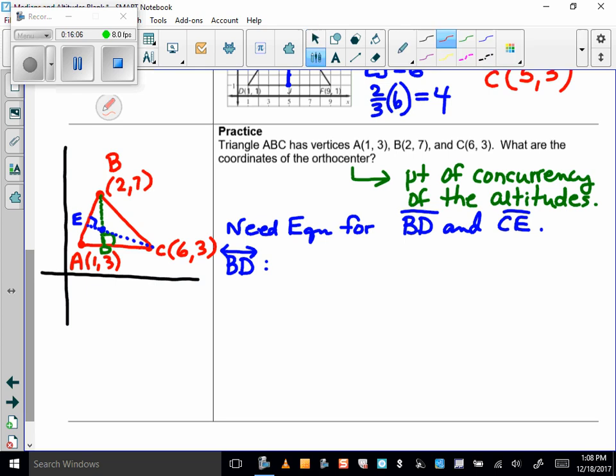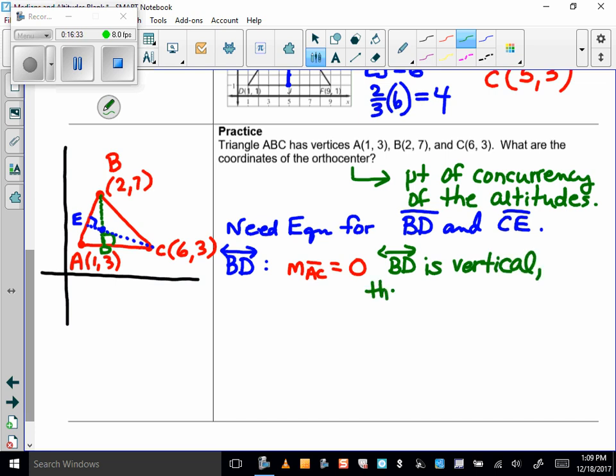So let's find the slope of AC. And that's going to be, AC is horizontal. So the slope of AC is 0, which means the slope of BD is undefined, which means BD is vertical. I should have seen that without going to all this trouble. BD is vertical.